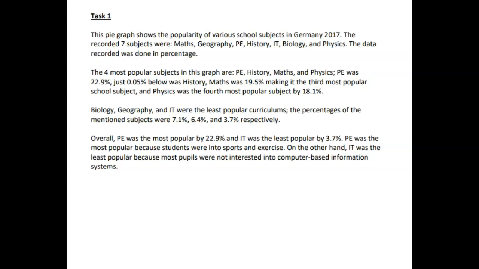Now let's talk about this. So what I saw was that you basically did some grouping, and I didn't really like this sentence here because it just felt like a list. Look at this. PE was 22.9. Just X below was history. Maths was this, and physics was this. It's just a list, okay? And that's not analysis. That's not reporting. That's just listing essentially.